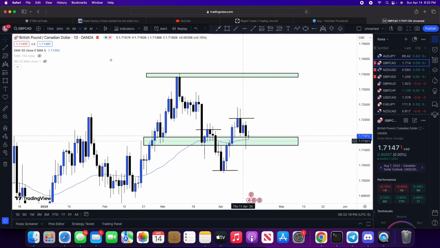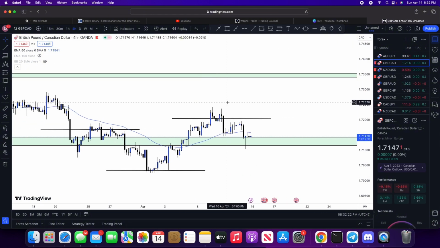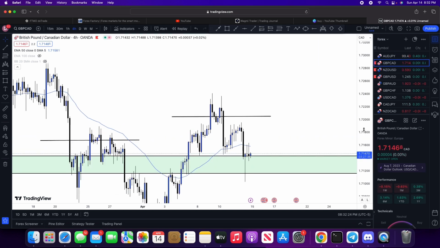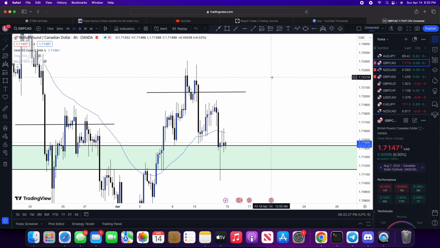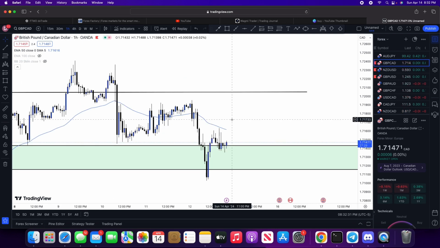All we're waiting for is for the smaller time frames to show me signs that, hey, look, we're going to start pushing to the upside. What exactly am I waiting for? I'm waiting for a very strong reaction to the upside. Now, this would be perfect right here.